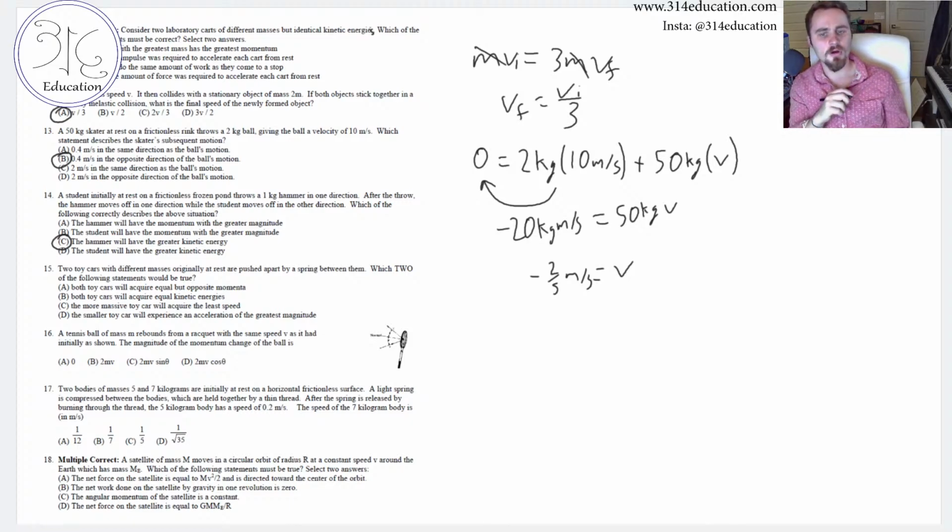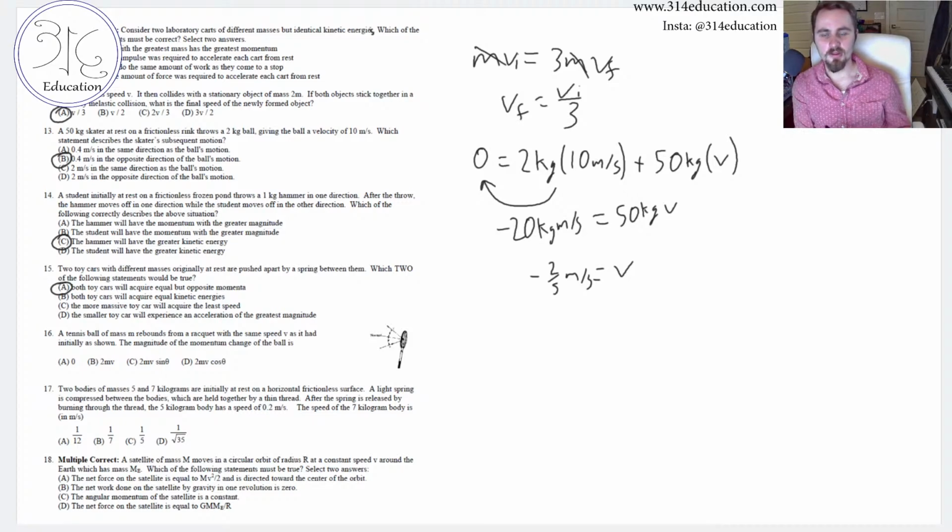We've got 2 toy cars with different masses, originally at rest, are pushed apart by a spring between them. Which 2 of the following statements would be true? Both toy cars will acquire equal but opposite momenta. Both toy cars will acquire equal kinetic energies. The more massive toy car will acquire the least speed. The smaller toy car will experience an acceleration of the greatest magnitude. So this is actually a pick 2 one without it saying multiple correct. So they will acquire equal and opposite momenta.